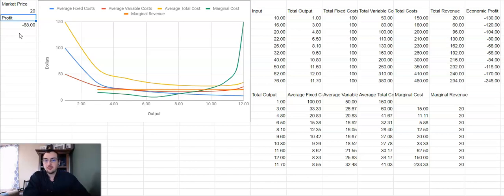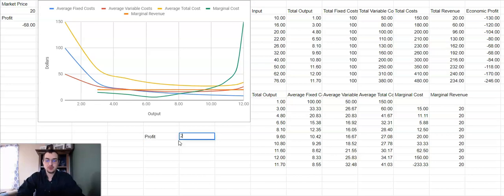So we're at a loss now, but do we shut down? Well, we're not going to shut down because we're covering all of our variable costs and some of our fixed costs. And let's actually look at that on this table down here. So we have where marginal revenue equals marginal cost right here. Our average total cost is $27.08. Our average variable cost is $16.67. So here's what's going on. We receive $20 in revenue.